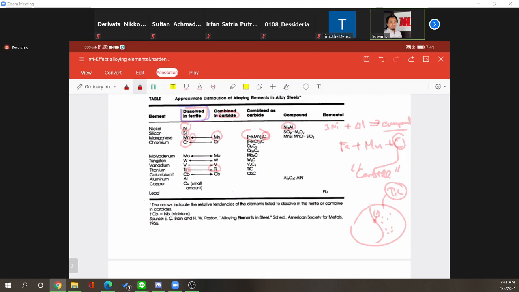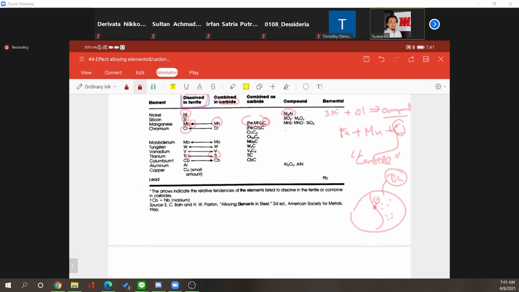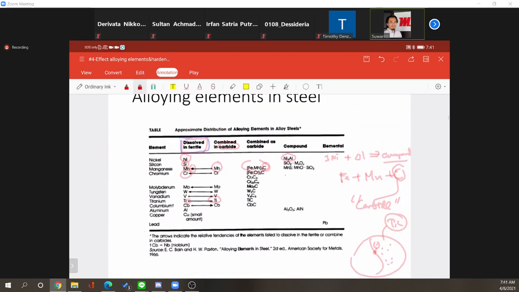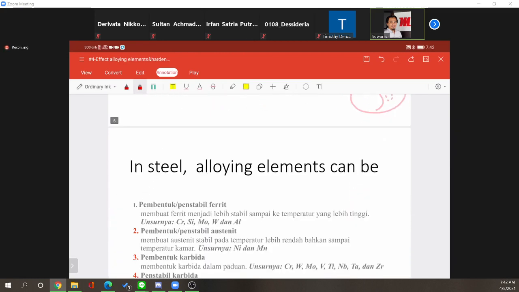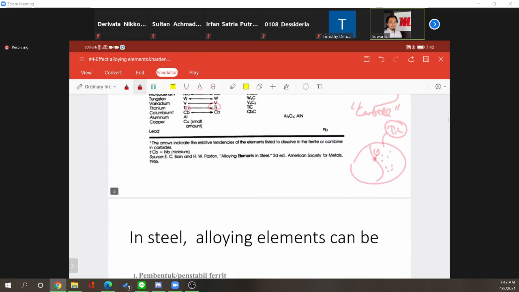This is in ferrite. So aluminium prefers to dissolve, and copper also. So this is some example of how alloying elements are distributed in ferrite, in steel.